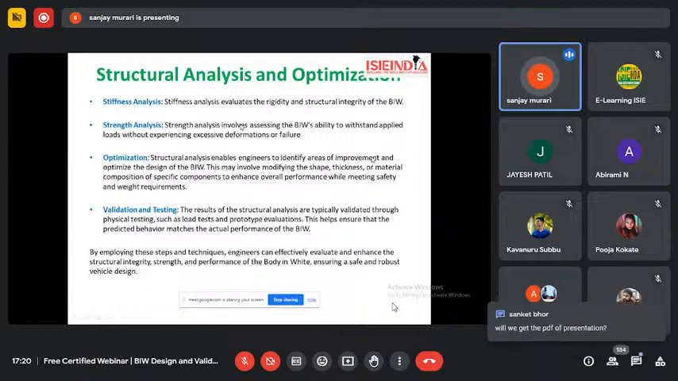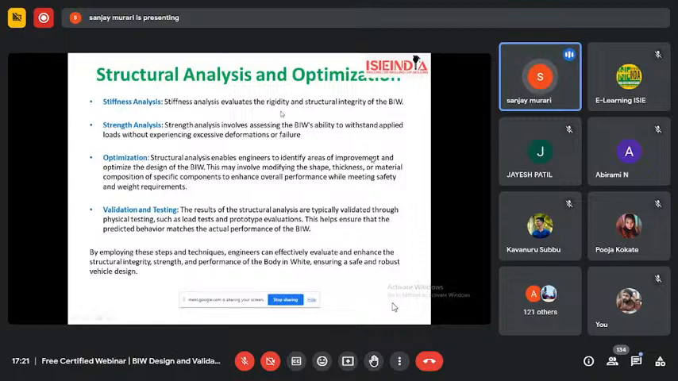So different kinds of analysis are there. Stiffness analysis: here the BIW should have good enough stiffness. The stiffness will be of different types: modal stiffness, torsional stiffness, bending stiffness. These are some of the stiffnesses which we see globally, over the entire BIW. All these stiffnesses it should achieve. Every stiffness will have a standard limit set, and that limiting value we should try to achieve. If not, we should change the design and then try to get it. How that is done we will see in our upcoming slides.